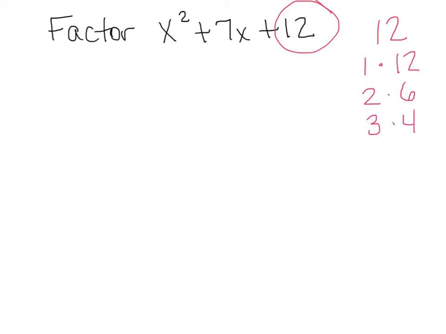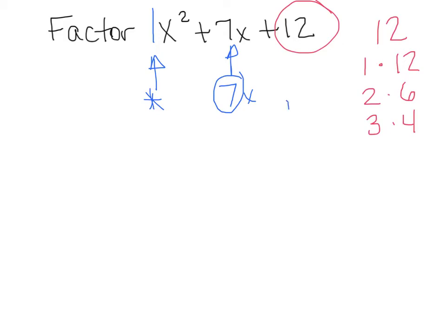I want you to also note that the coefficient of the squared term here is 1. That is something important to note for the expressions that we're factoring right now. I want us to look also at the middle term here. The middle term is 7x. Now we're going to find factors of this last term, the constant, that when I add them together equals 7.